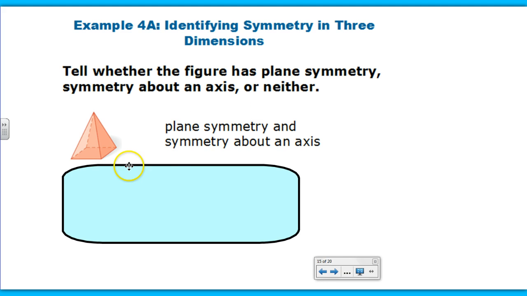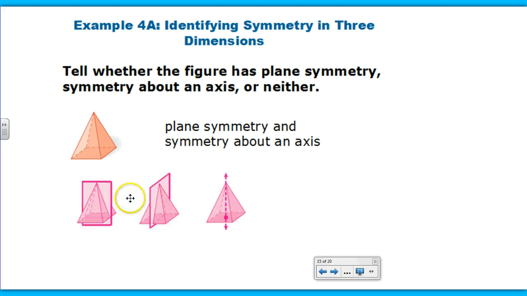And it has both, doesn't it? And so we can see that we could take a plane and cut it right down the middle of the base, I guess, and the vertex, right? We could also do it in this other direction here. And we certainly could put a line straight through the vertex and straight through the center of that square, and we would have symmetry about an axis.